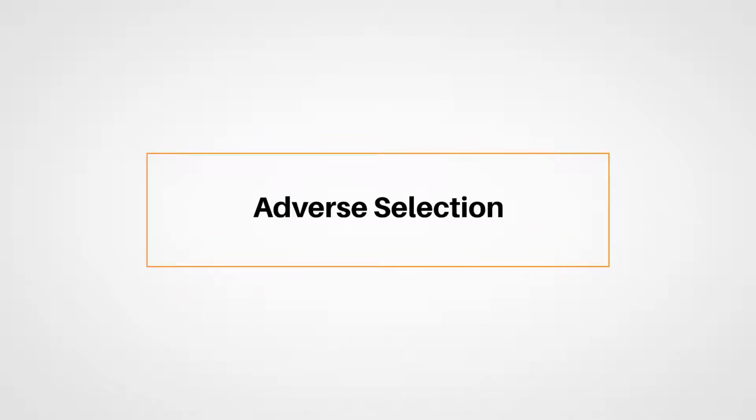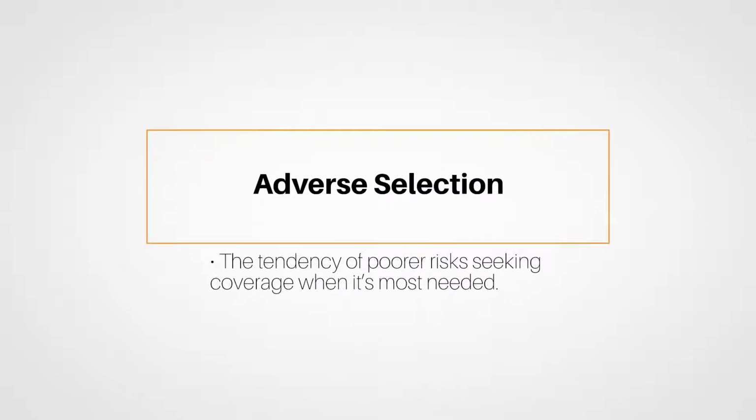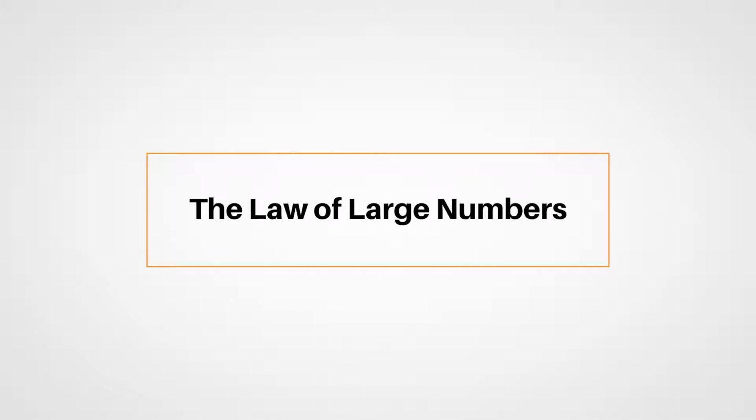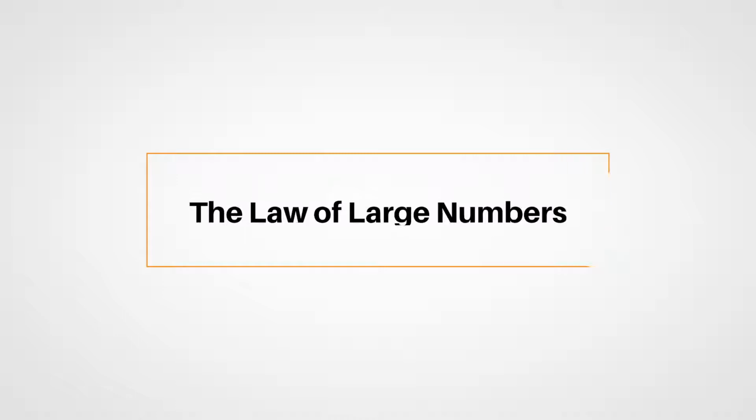Then we'll cover a serious concern of underwriters: adverse selection. This is the tendency of poorer risks seeking coverage when it's needed most. Review this information closely. It will appear on the state exam. We'll also look at the data and statistics carriers use to predict the future. This is the law of large numbers.